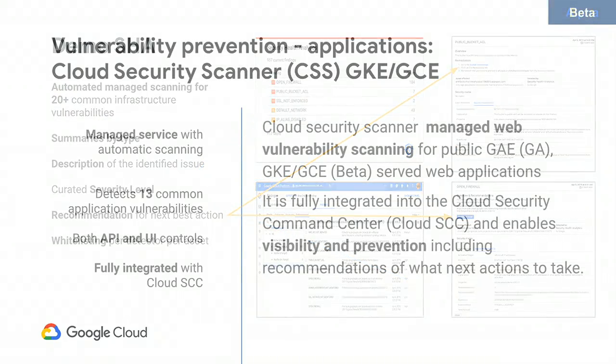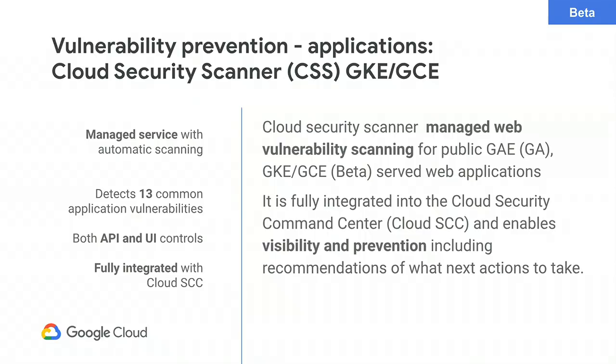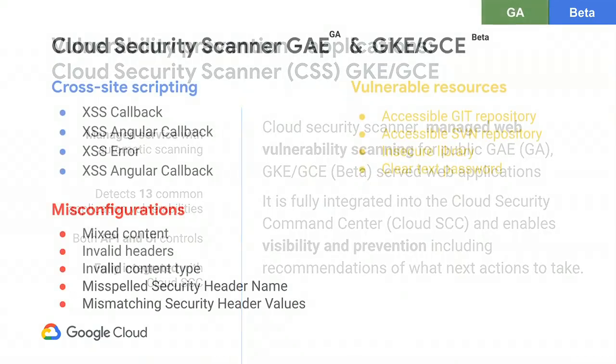Let's see if we can advance. There we go. In addition, what we've announced as a part of the vulnerability detection is enhancing our Cloud Security Scanner, which is an app-level vulnerability and a web vulnerability scanner. It's now in beta for GCE and GKE, and it detects 13 common application vulnerabilities. It has both API and UI controls and is fully integrated into Command Center.